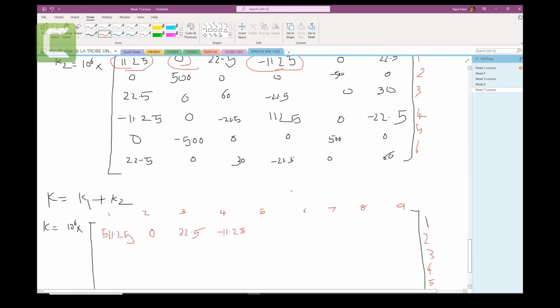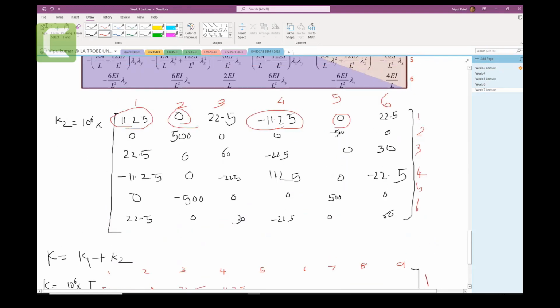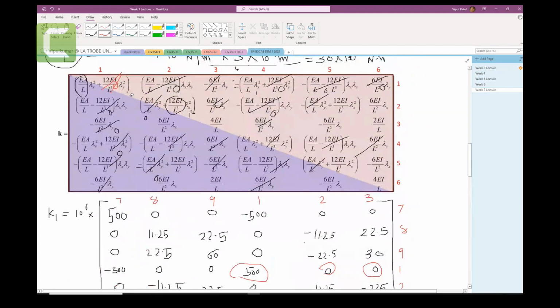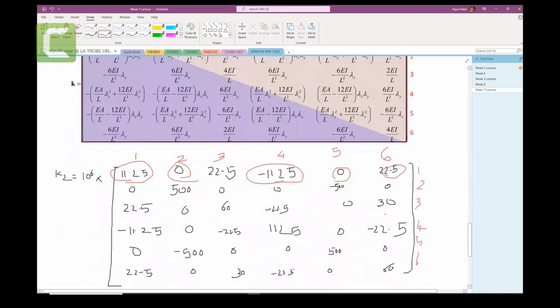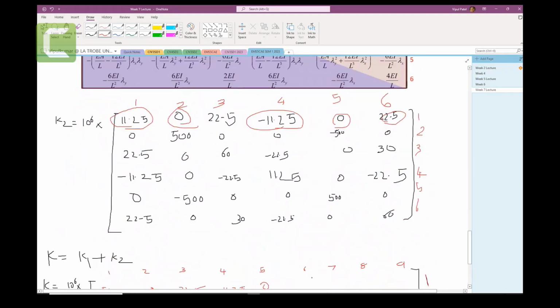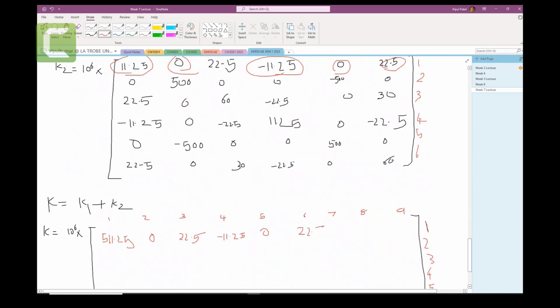Column 5, row 1, 0. There is nothing on these ones here. There is nothing, no 5. So that is good. Number 6, column 6, row 1 is 22.5. So now you can fill all these cells.